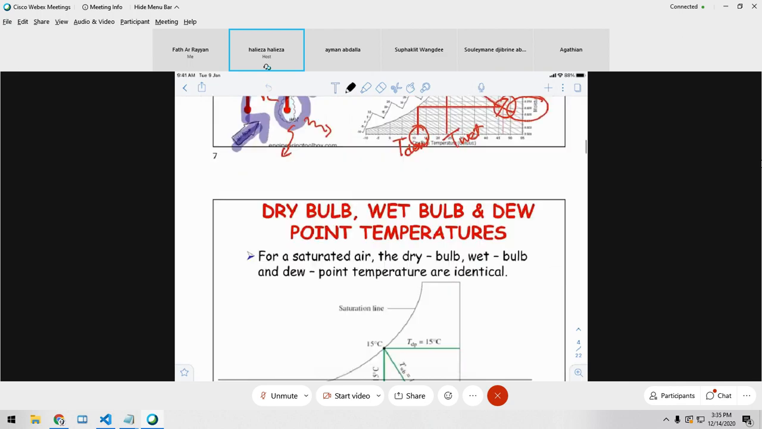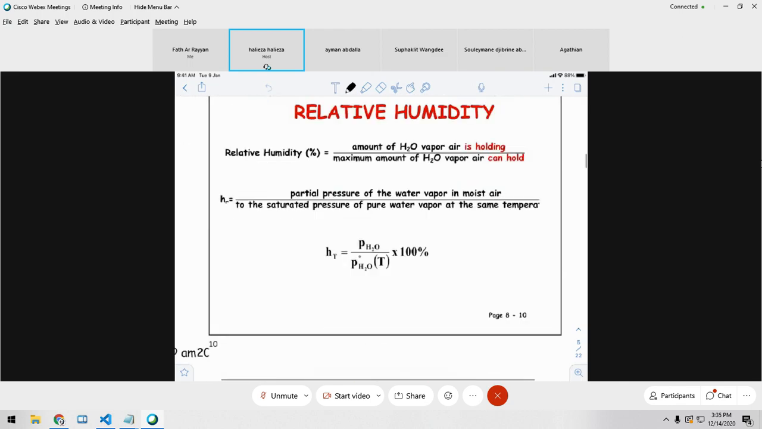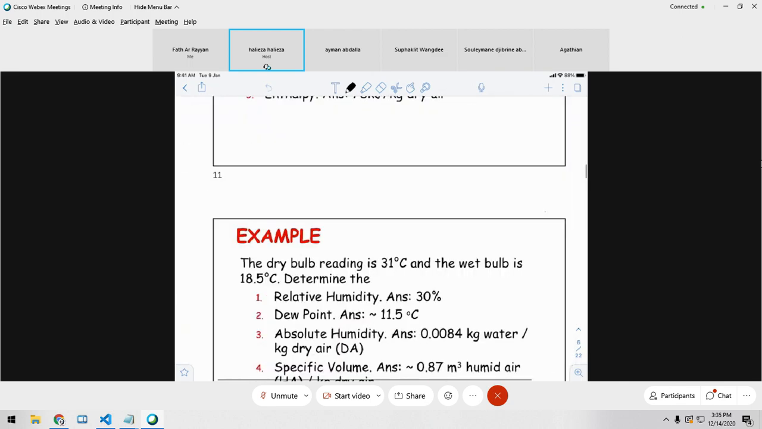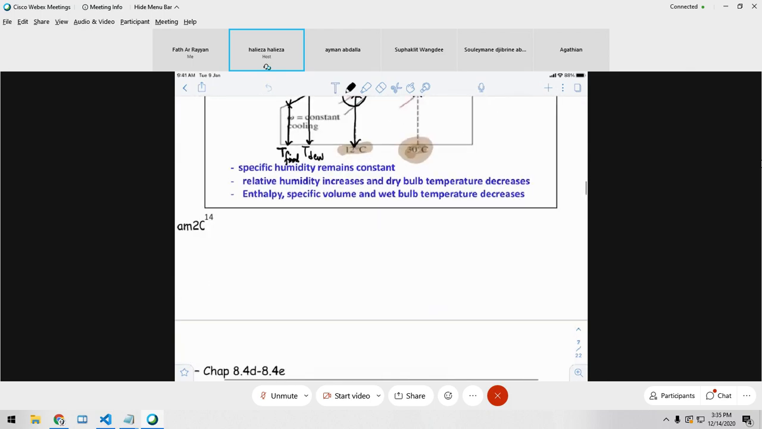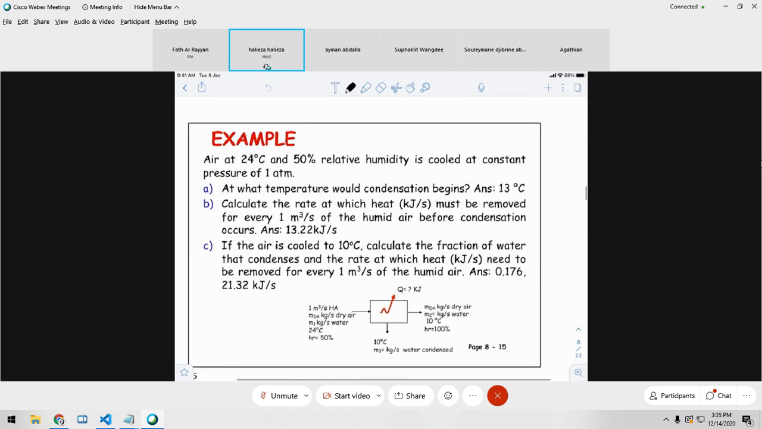Anybody, any questions? No questions? Okay, I'm assuming that everybody is here about the two examples.